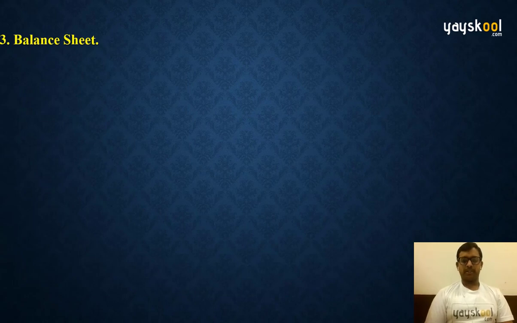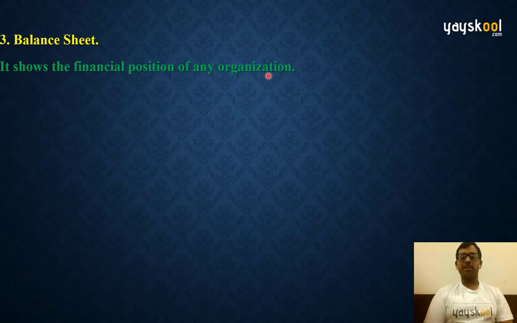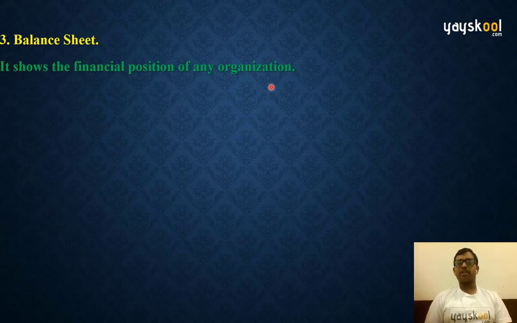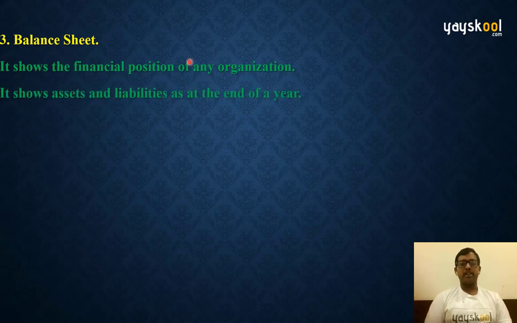Balance sheet. It shows the financial position of any company. This may be good or bad. Balance sheet also helps the company to make further investments. Apart from all of these, the company can take decisions to decide how much amount to invest for what period of time. Next, it shows assets and liabilities as at the end of a year.